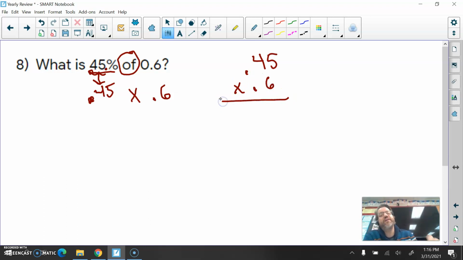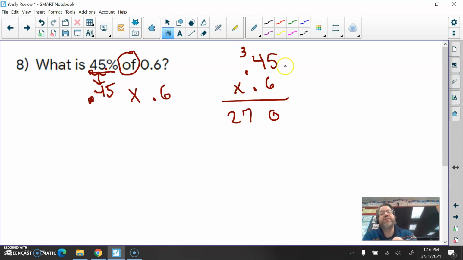When you're multiplying numbers like this, you don't have to line up the decimal points, okay? You can put the 6 right under the 5. 6 times 5 is 30. There's my 0, carry the 3. So right now I'm just multiplying, ignoring the decimal points. 6 times 4 is 24. Add 3, that's 27.